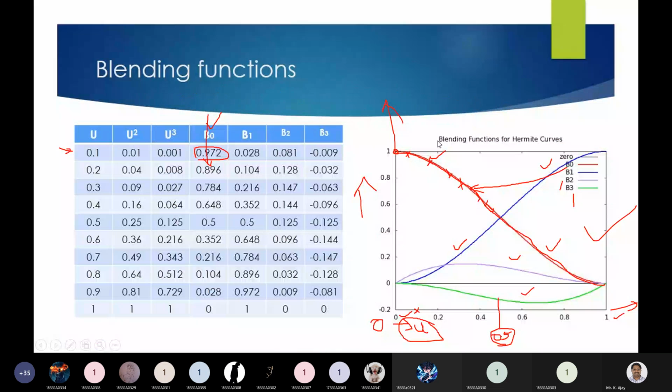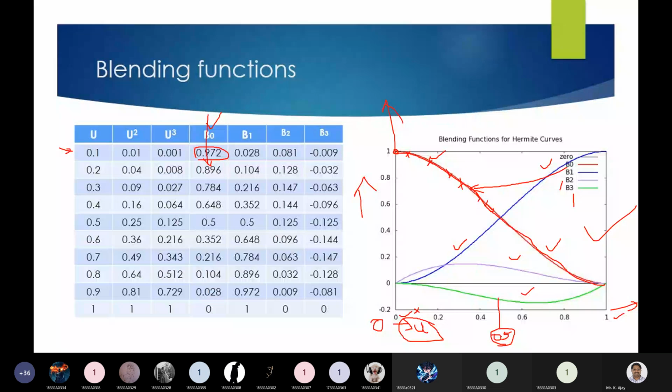When u is varying, how the blending functions are changing. Why we talk about blending functions is that they influence the overall shape of the curve. If the B naught value is more, it is taking care of the point P naught, so the influence of P naught would be much higher. Why? Because that's the coefficient, right? So like that, the blending functions do influence the overall shape of the Hermite cubic spline.